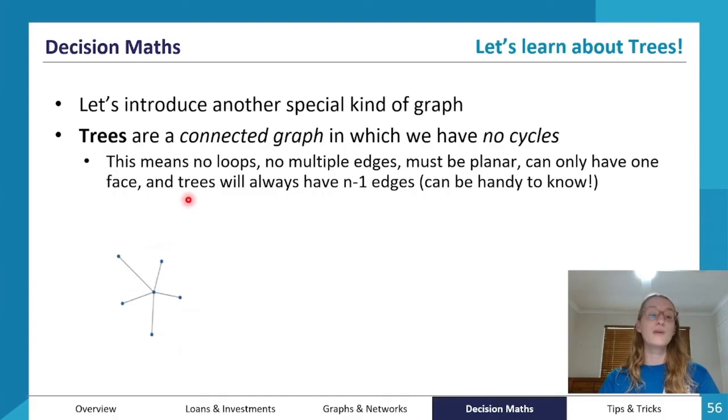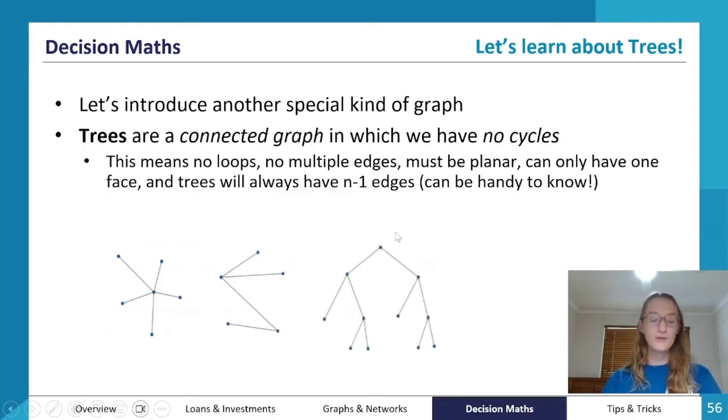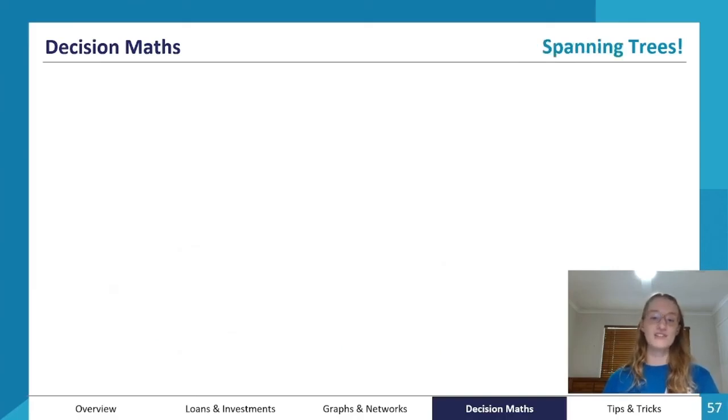And because of this, we can also always know that trees are always going to have n-1 edges, which can be very handy to know. And we can see I've got a few more examples here. It could look like that, or it could look like that. Trees can look like different things as long as they hold to these definitions.